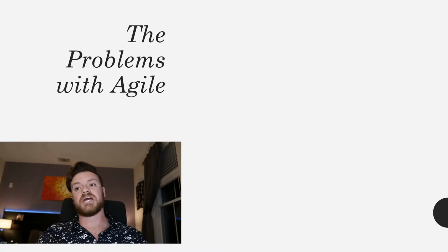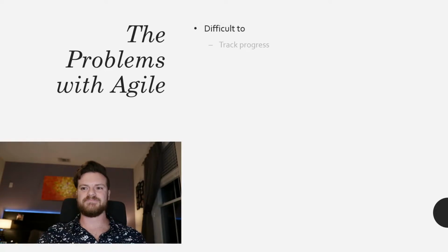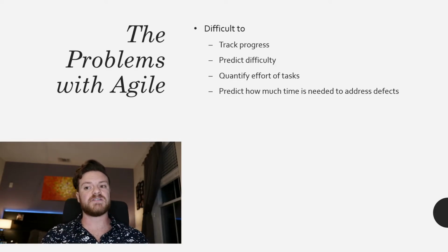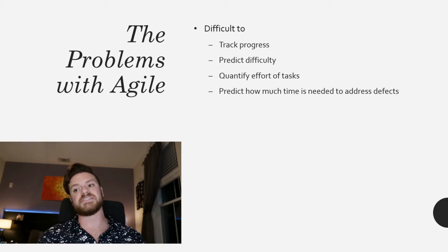Now, Agile works really well overall, but as most methods do, it has its problems. In Agile, it is particularly difficult to track project progress, to quantify expected effort, and to quantify expended effort, to predict the difficulty of a task, and to predict how much time is needed to address defects, and more.